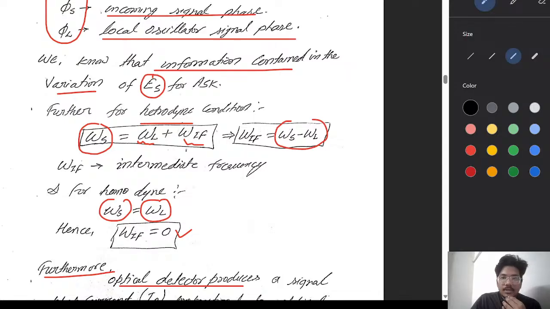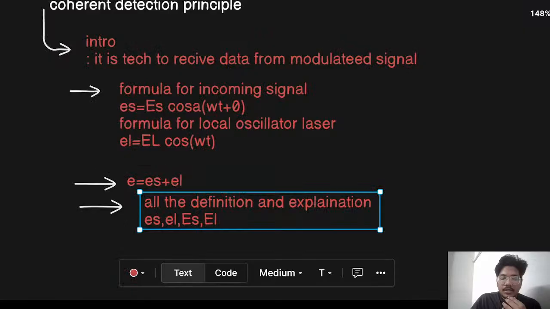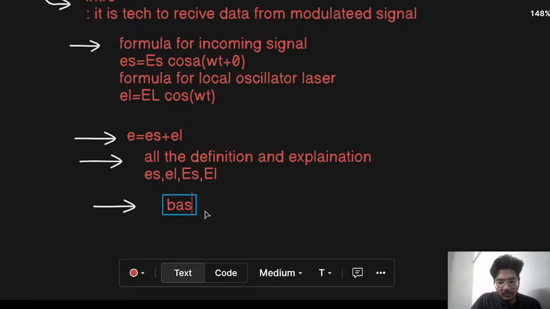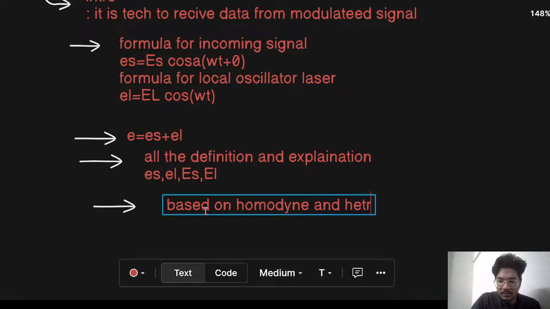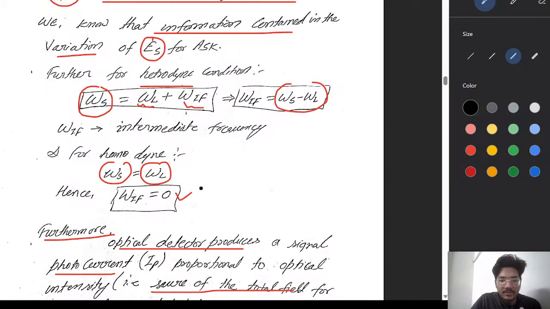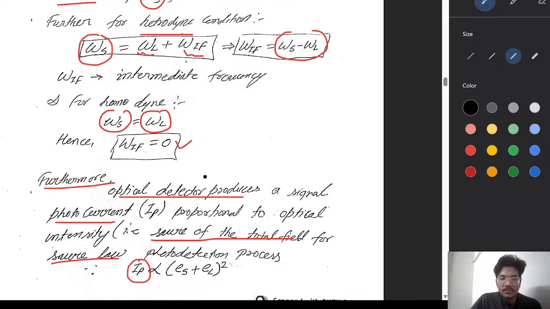Then, based on the different conditions, homodyne and heterodyne, we have to evaluate the formula. And furthermore, the optical detector produces the signal current.